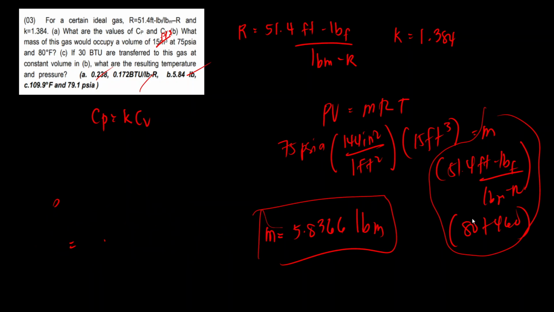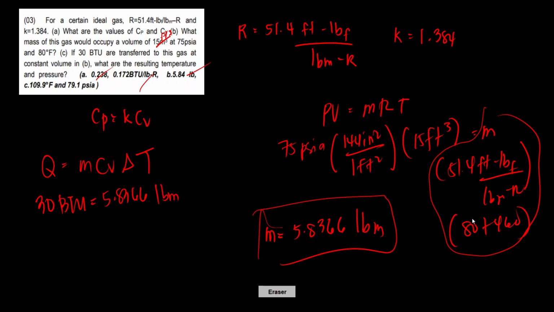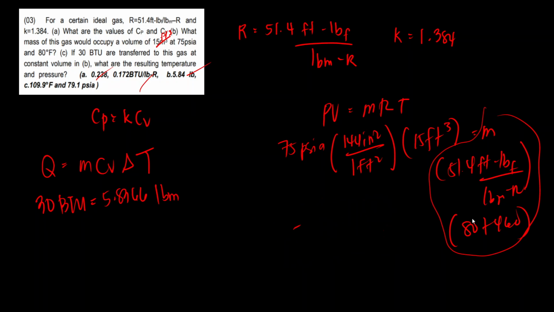Okay, meron tayong Q at sabi niya constant gas, ay constant volume. So ang gagamitin natin is Q = m Cv delta T. Okay, so ang Q natin is 30 daw, 30 BTU. Mass natin is 5.8366 pound mass. Ang Cv na nakuha natin kanina is equivalent to 0.1720 BTU per pound mass Rankine, and temperature is, what are the resulting temperature?